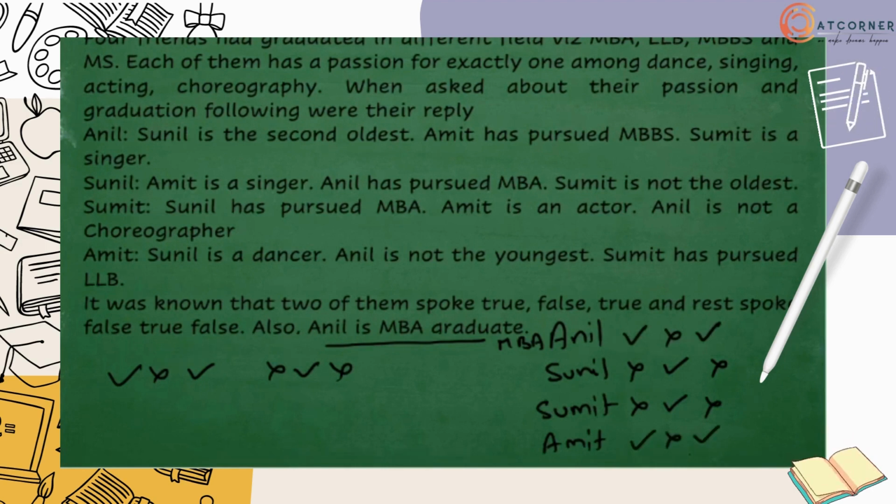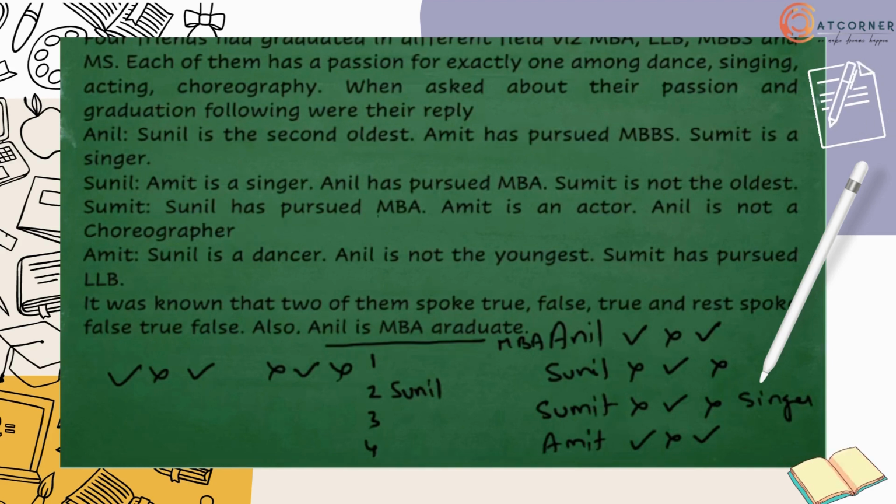Now we are done with the statements which are true and which are false. Now we'll start with true statements because they will definitely give certain attributes. Anil's first statement says Sunil is the second oldest. So we have to find age also. So we'll denote 1, 2, 3, and 4, where 1 will be the oldest, 4 will be the youngest. Now the first statement of Anil is true, which says Sunil is the second oldest. Sunil will be in second position. Third statement says Sumit is a singer. Fine, Sumit is a singer.